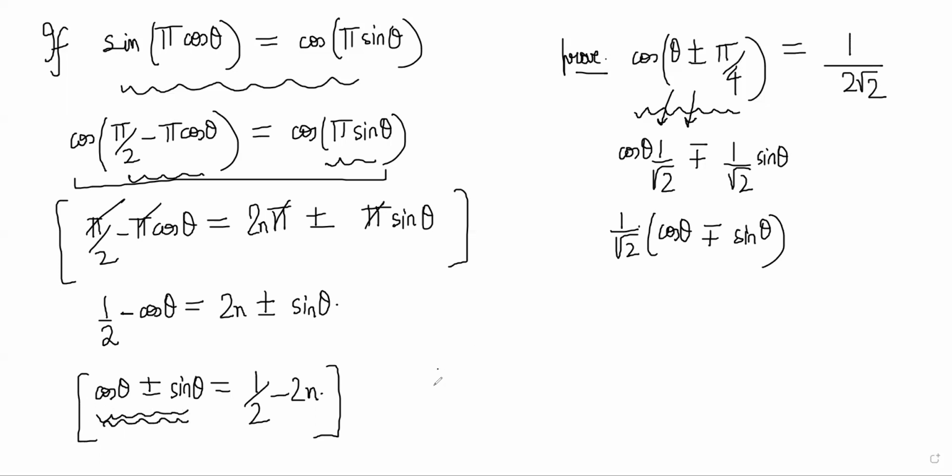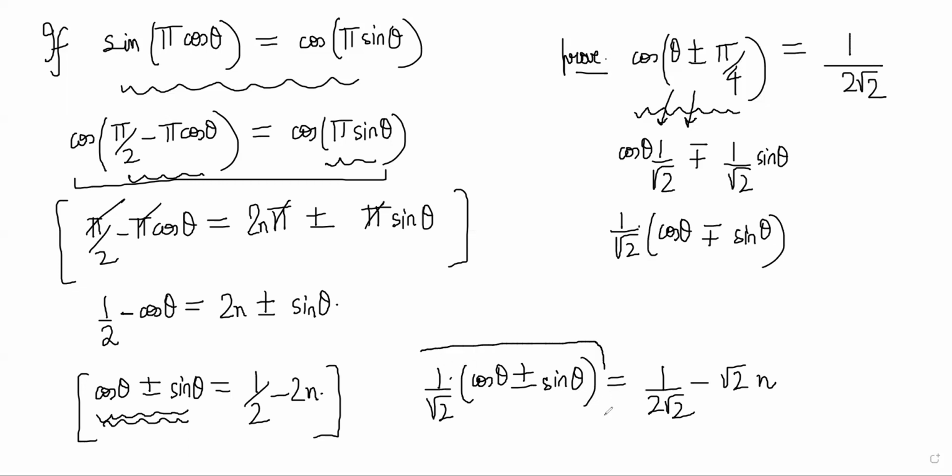So I'll just take 1 by root 2 on both sides. Is equal to, we are getting 1 by 2 root 2 minus root 2n, right? Yes, sir. Okay. Then this side can be written as, take the 1 by root 2 inside, and it becomes cos of theta plus minus pi by 4, right?